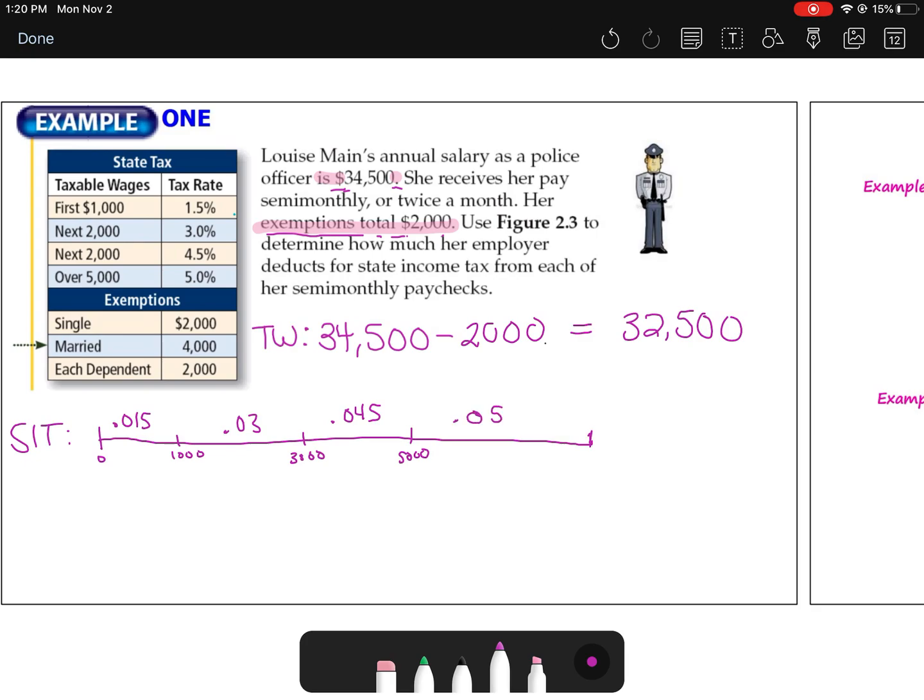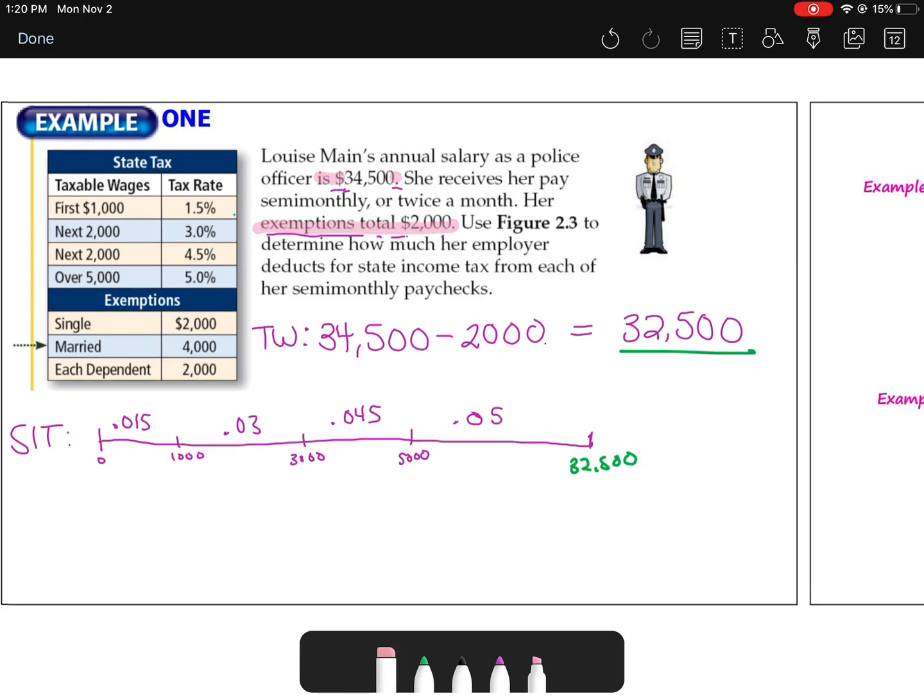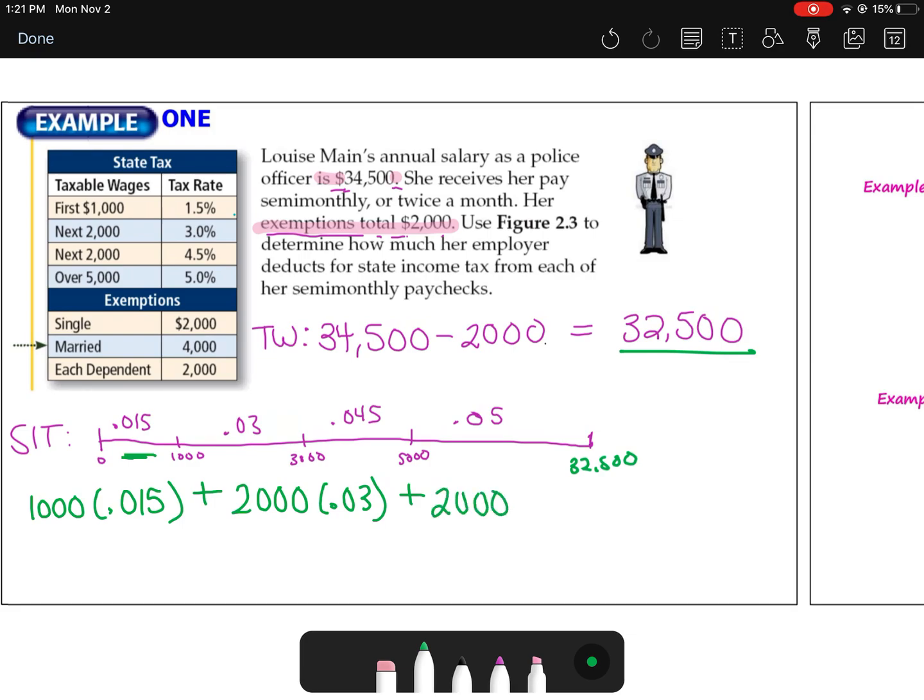So here at the end, I'm going to put her taxable wage. Okay, so now I'm actually going to go ahead and fill it out. So in this first pocket, 0 to 1,000, I have $1,000, and I'm taxed at the rate of 1.5%. Okay, plus, from the pocket from 1,000 to 3,000, that's $2,000. That's taxed at 3%. Plus, from 3,000 to 5,000, again, that's 2,000. That's taxed at 4.5%.